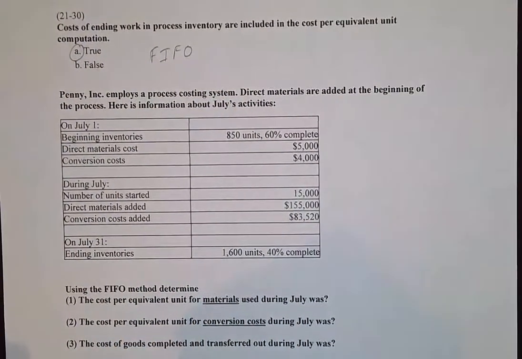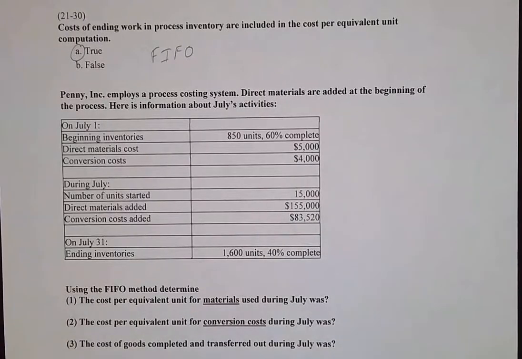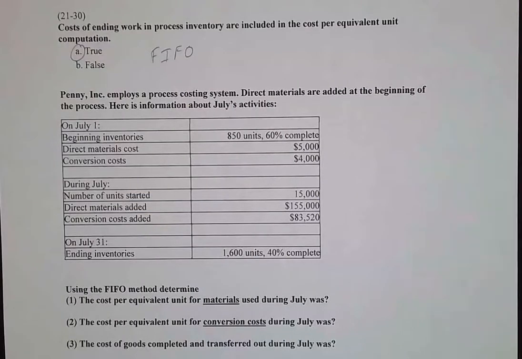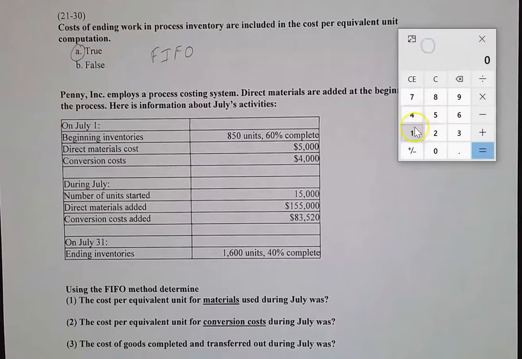We're going to say, okay, with regard to ending inventory that is not complete, what percentage complete is it? We had an example earlier where we had 1,600 units that were 40% complete as to conversion cost. Pull up a calculator here, and I'll make that a little bit smaller. We said we had 1,600 units that were 40% complete as to conversion cost. Well, that's equivalent to 640 full units. Okay, so that's why this is a true statement.